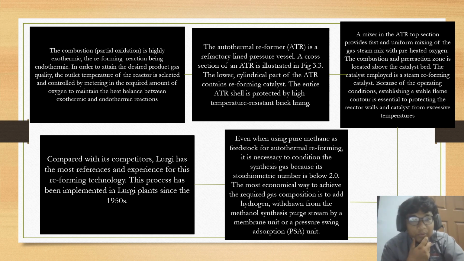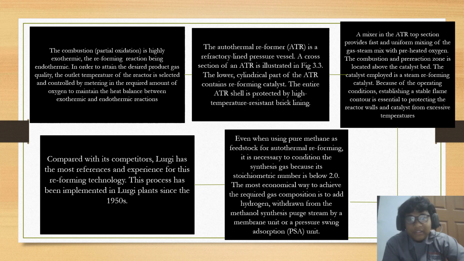In order to attain the desired product gas quality, the outlet temperature of the reactor is selected and controlled by metering in the required amount of oxygen to maintain the heat balance between the exothermic and endothermic reactions. The autothermal reformer is a refractory-lined pressure vessel. A cross section of an ATR is illustrated in Fig 3.3.